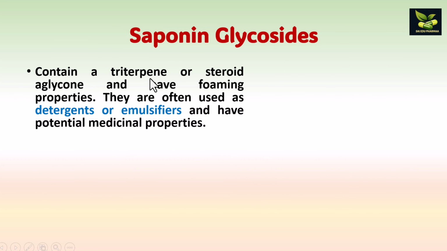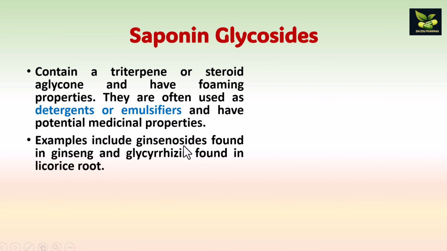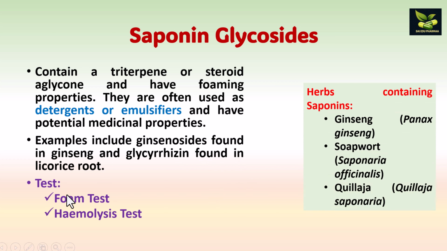Next comes saponin glycosides. It contains a triterpene or steroid aglycon, and basically they have foaming properties. So they are used as emulsifiers or detergents and have potential medicinal properties. Examples are ginsenosides found in ginseng and glycyrrhizin found in licorice root. Tests are foam test and hemolysis test. Herbs containing saponins are ginseng, soapwort and quillaja.